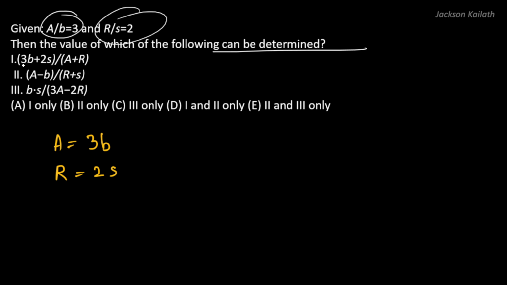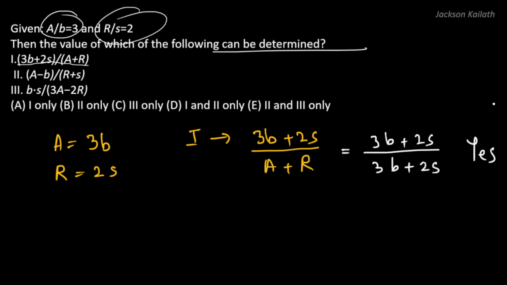So statement 1 says (3B + 2S) divided by (A + R). Okay, so let's try to simplify this. For this, let's write 3B instead of A and 2S instead of R over here. So this becomes 3B + 2S in the numerator, divided by A + R, which becomes again 3B + 2S, right? Because A is equal to 3B and R is equal to 2S.